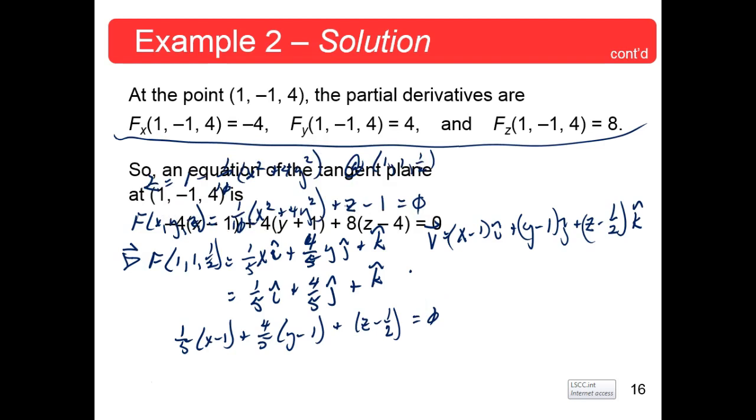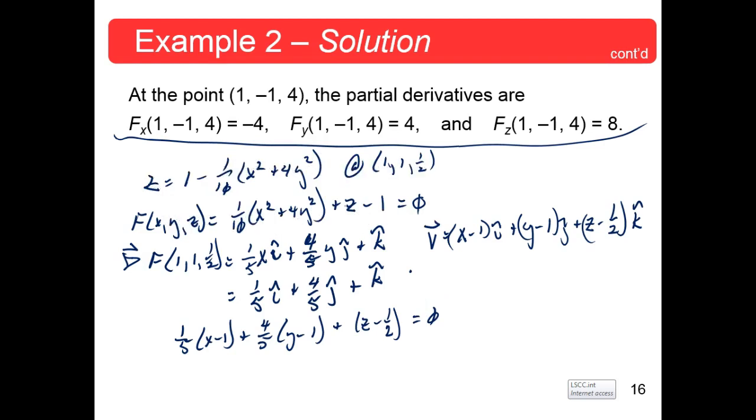So what I'm going to do right off the top, multiply everything by 10 so I get rid of my denominators. I've got to remember I did that. Okay? So 10 times this will give me 2x minus 2, and 10 times this is going to be plus 4y minus 8 plus 10z minus 5 is equal to 0.